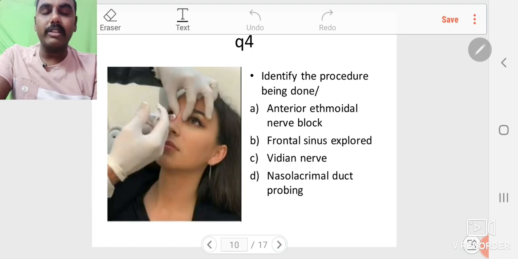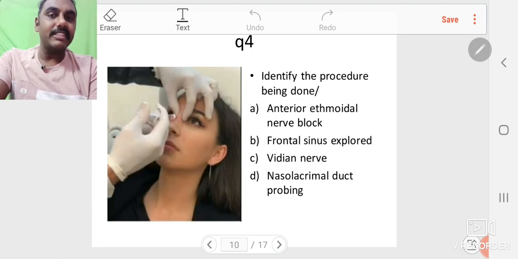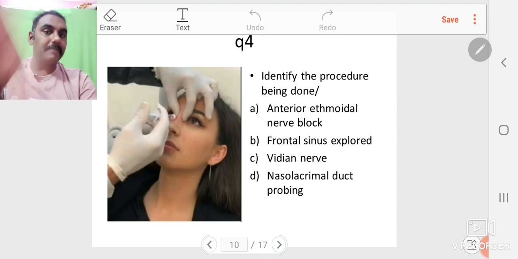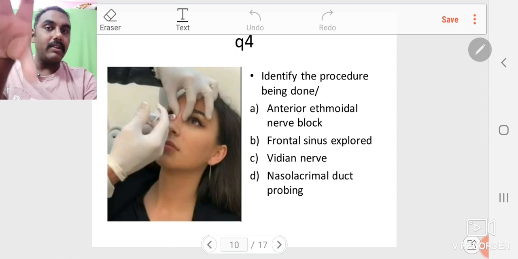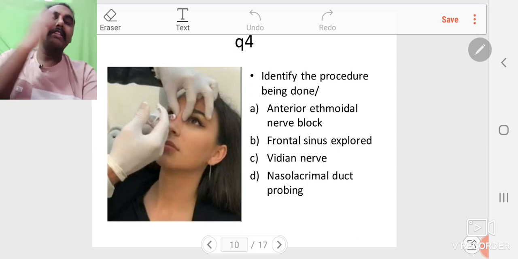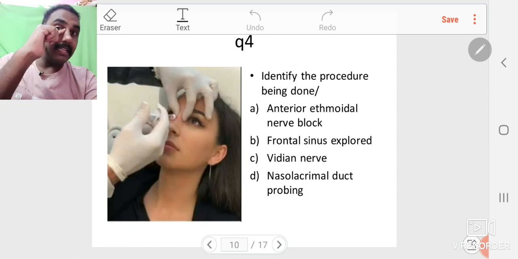So, what could be the option? Option A or B or C or D. Again I am saying this is not the exact picture given, this is just a recall from students, the picture was something between the medial canthus and the eye. So, can it be option A?